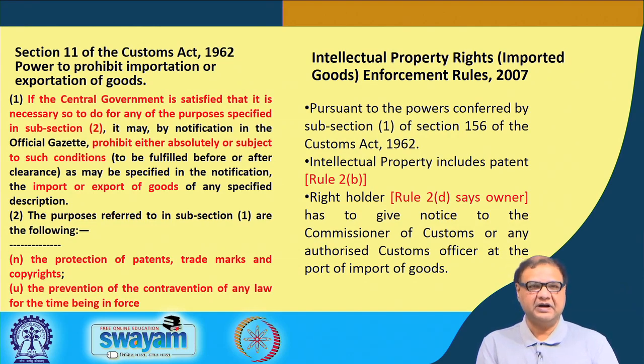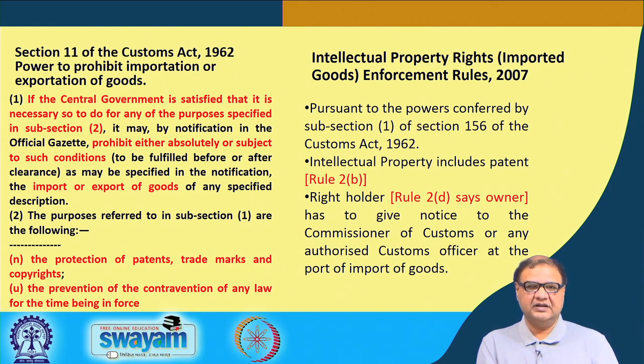Now, pursuant to this Act, as far back as 2007, an administrative rule was announced, and this was done pursuant to subsection 1 of section 156 of the Customs Act. This rule is known as the Intellectual Property Rights (Imported Goods) Enforcement Rules of 2007. First of all, rule 2B of the rule defines intellectual property, and that definition created in 2007 in the intellectual property enforcement rule included patent.